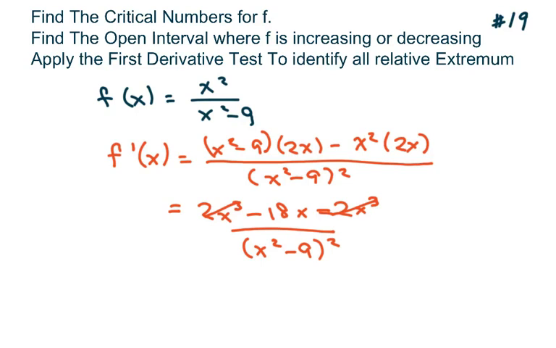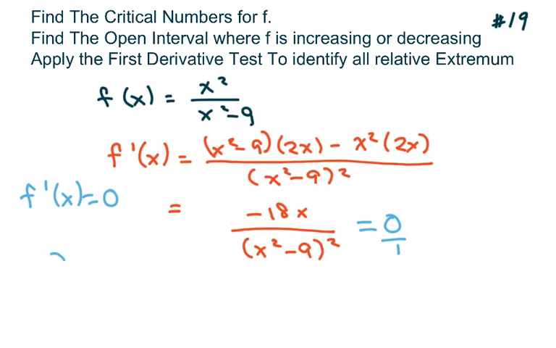So let me erase this because I'm going to save room here. And to find your critical numbers, you set this whole thing to 0. My derivative, we're going to find critical numbers, you set this to 0. And the denominator would cancel, and you get x equals 0. So we have a critical number at x equals 0.